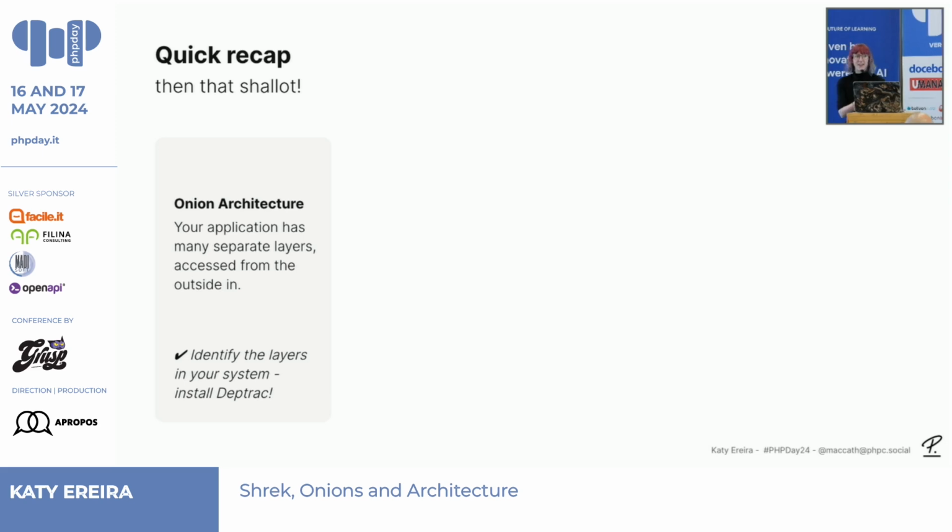So today, hopefully you've learned about the architecture of an onion and how this applies to your big legacy monolith and its multiple layers, and how you can only access layers from the outside in, not the inside out. So your homework today is to identify the layers in your system and go and install DepTrack and get it running and see what it throws out at you.